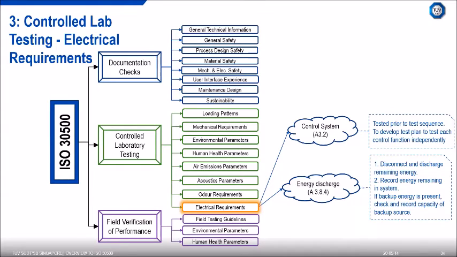So the second part here is the energy discharge. How this is tested is at the end of the 32-day testing, this is the last test that's being done. The plant or the system is disconnected and powered down. If there's remaining power to be discharged, it has to be done as per the manufacturer's instructions. Once all of this is done, the lab will come in to verify and record any remaining energy that's left in the system itself. So this is basically what needs to be done for electrical requirements, which is quite simple.